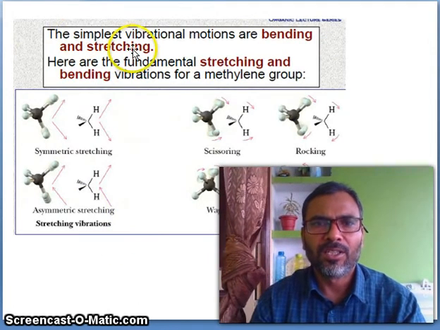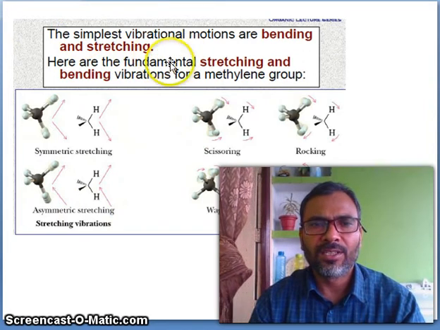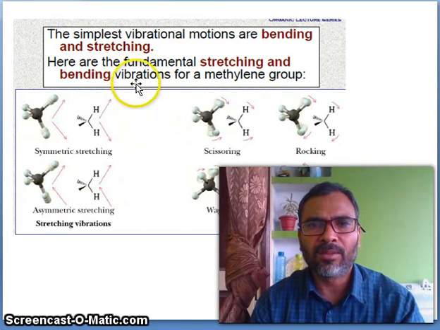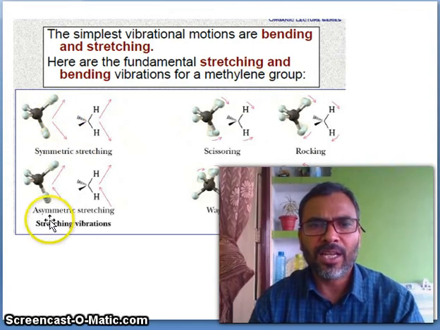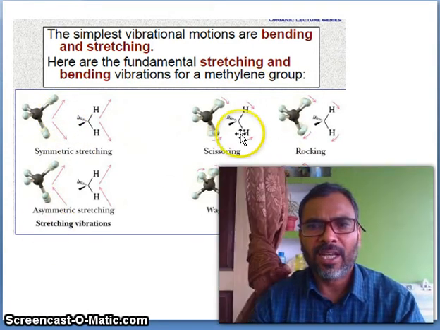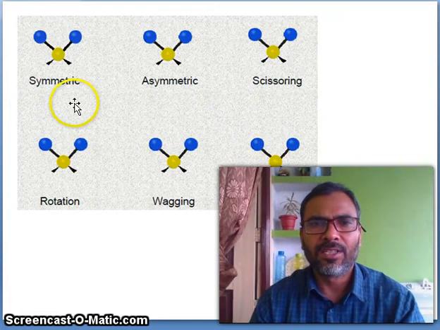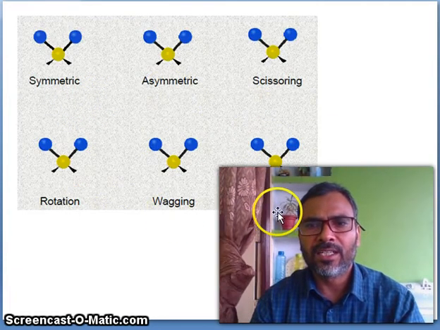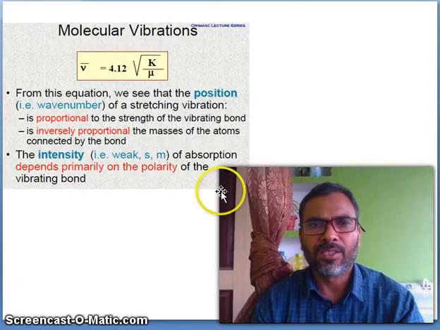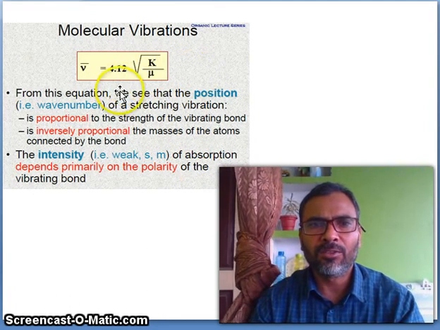So simple vibrations of a molecule are bending and stretching. There are fundamental stretching and bending vibrations for methylene groups: one symmetrical stretching and one asymmetrical stretching, and four bending, scissoring, rocking, wagging, and twisting. Symmetric, asymmetric, scissoring, rocking, wagging, twisting. So molecular vibration, nu bar is equal to 4.14 root K by mu.